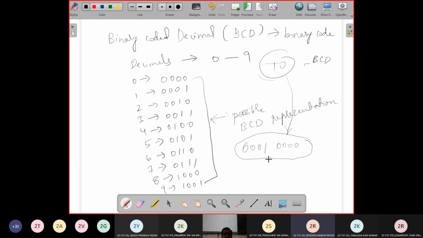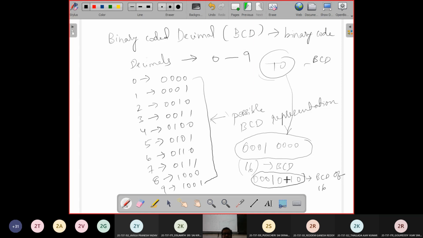Yes, sir. Now, for example, I want to represent 16 in BCD. How can you represent that? 16: the 1 is 0001 and the 6 can be represented as 0110. This is the BCD representation of 16. Do you agree? Yes, sir.